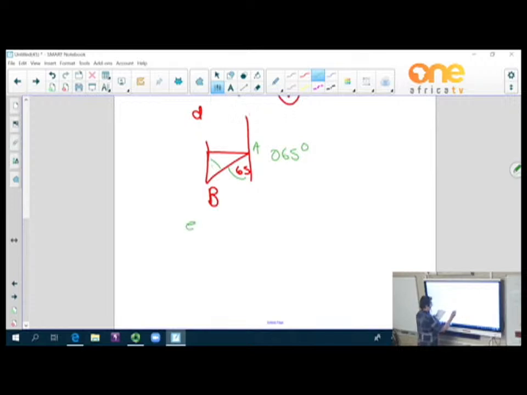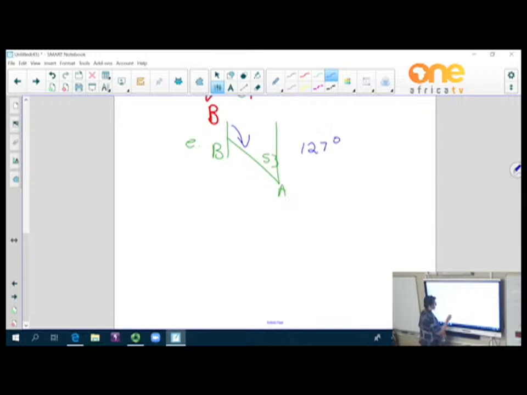Number E. There is A. Here is B. I draw the north line there. We know that this one is 53. So A from B. The angle that I want to find is this one here. Co-interior, 180 minus that one, and that is then 127 degrees. And the next one, number F.